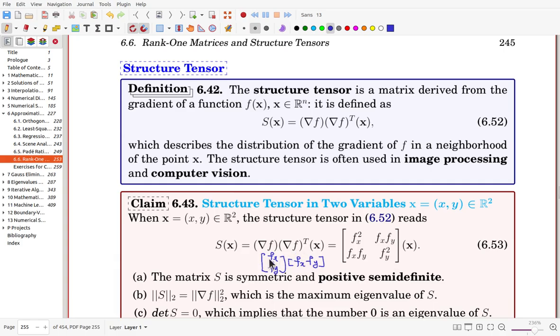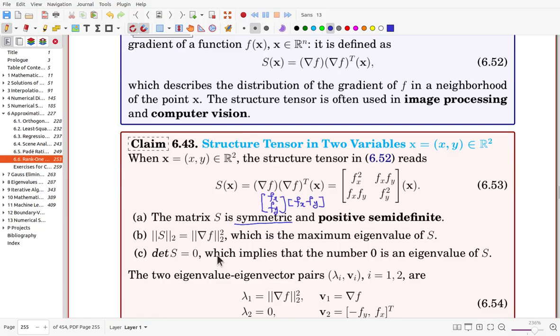Of course, this structure tensor is symmetric. Quite easily you can see that. If you take the transpose, then it's the same as the original one. And it must be positive semi-definite. That means the eigenvalues of the matrix are non-negative. You can see it quite easily.